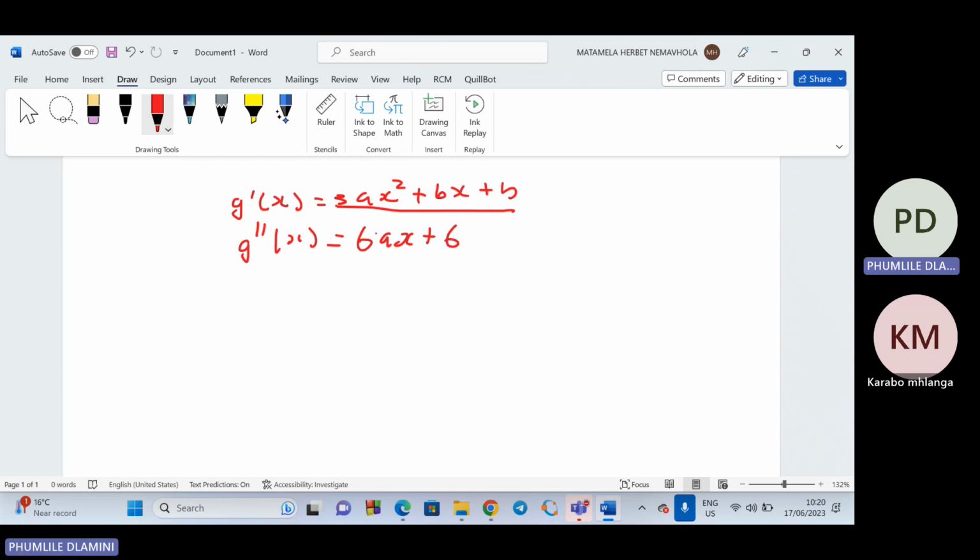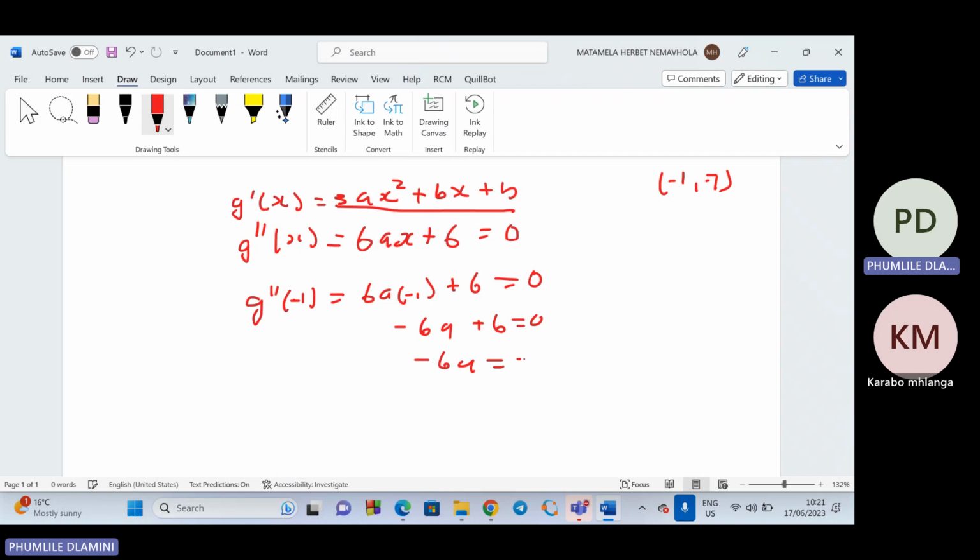So now in g double prime, in order for us to find where the graph is concave, we have to find the value which equals 0. If we substitute negative 1 where there is x, because we have negative 1 and negative 7, we get 6a times negative 1 plus 6 equals 0. So negative 6a equals negative 6. We divide by negative 6, and a is equal to 1.